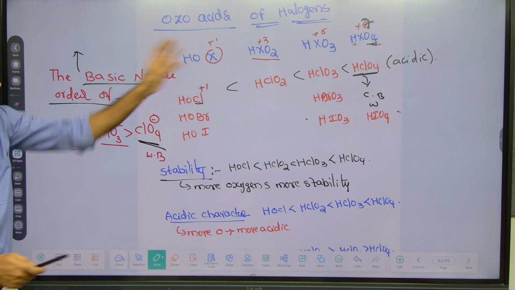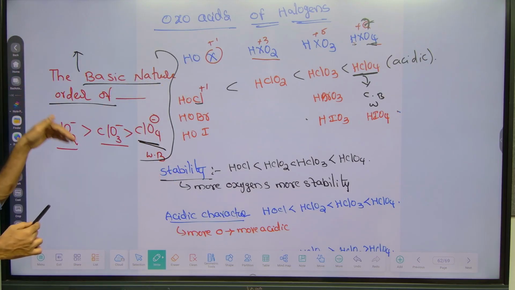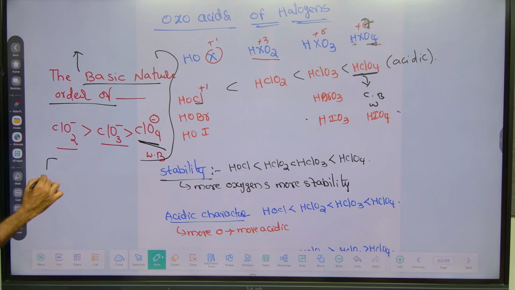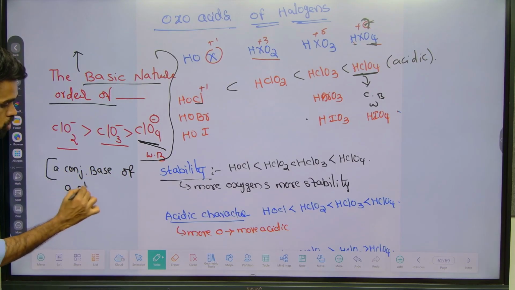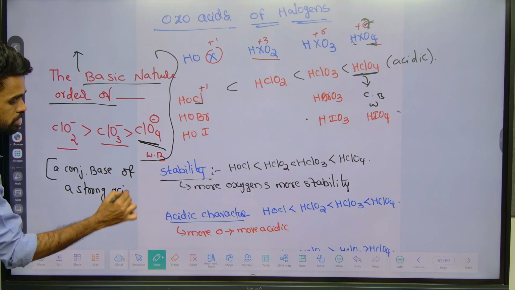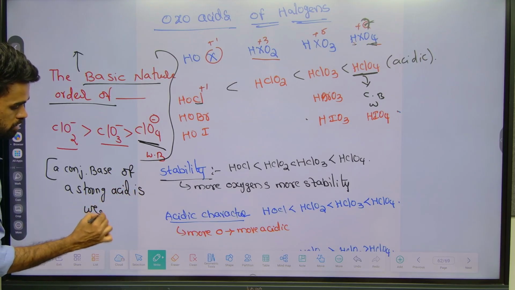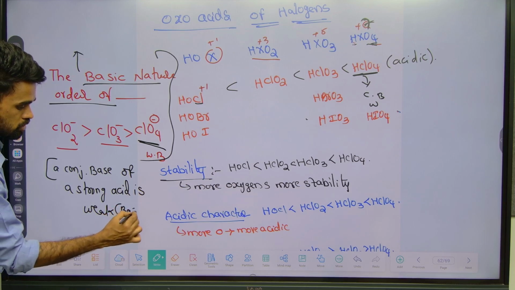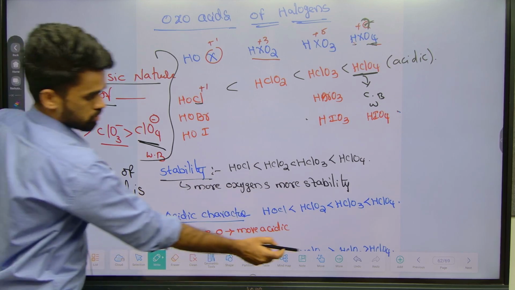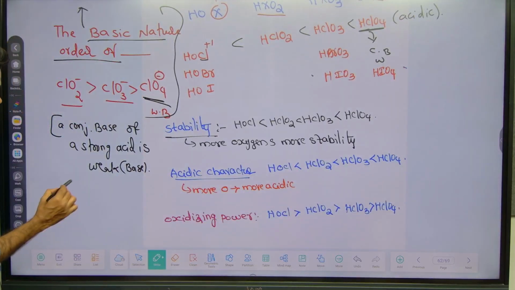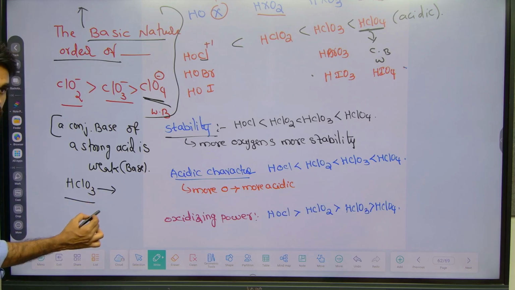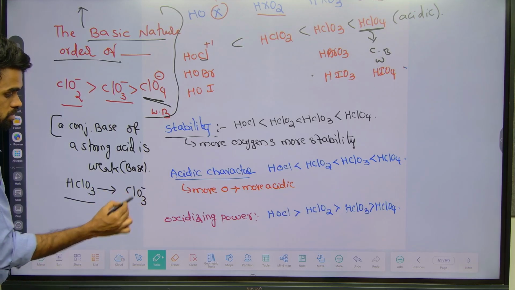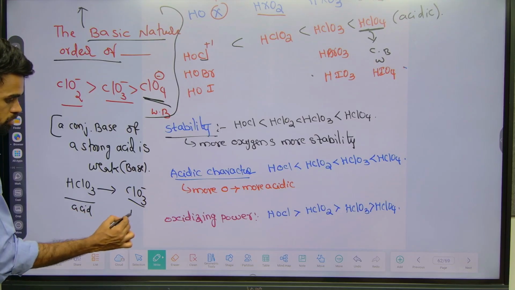Write this order. Beside that you can make a question with answer. What is the final statement you are using there? A conjugate base of a strong acid is weak base particularly. Okay, so HClO3, if it is an acid, what is its conjugate base? ClO3 minus, acid, conjugate base.